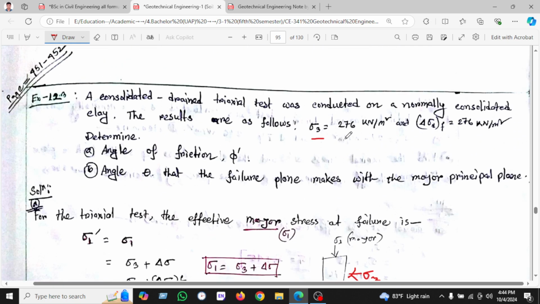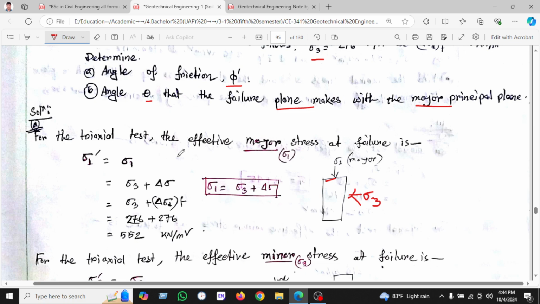Okay, 270 kilonewton per meter square, and delta sigma is 276 also. Determine the angle of friction, which is phi, and angle theta, that is the failure plane with the major principal plane.